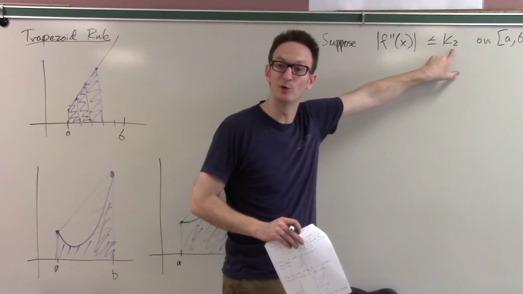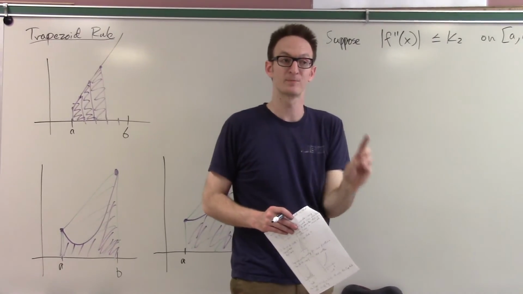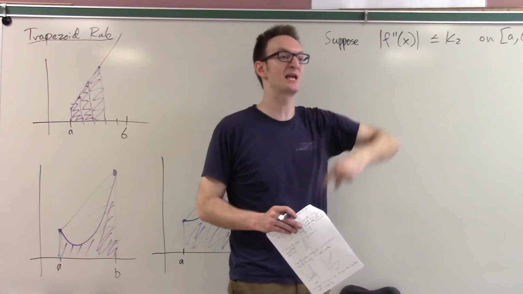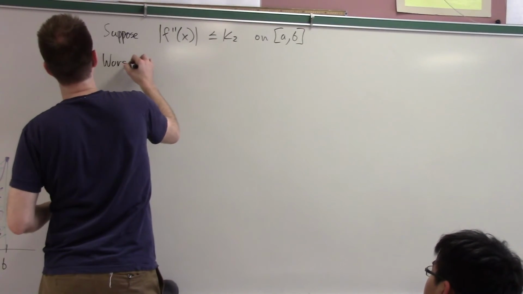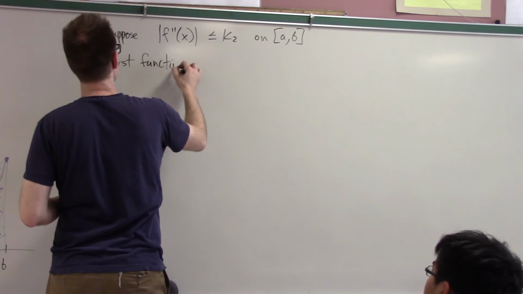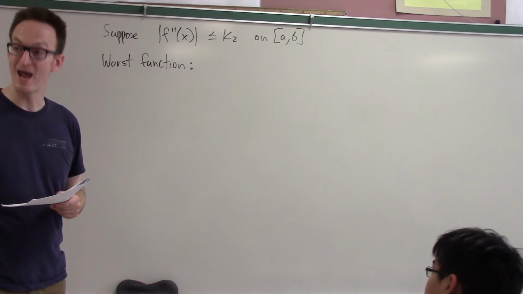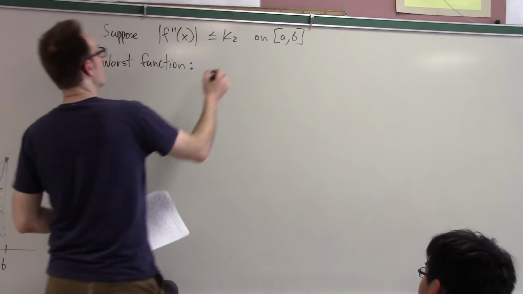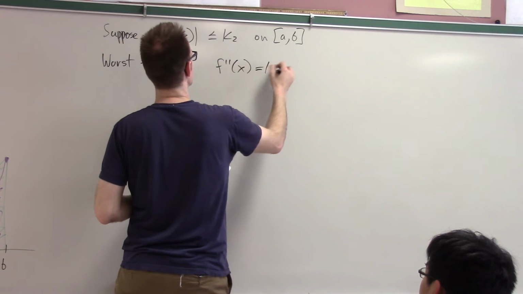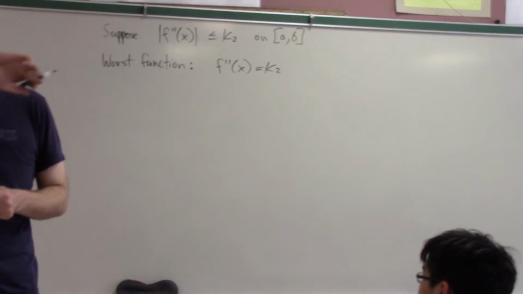Does everyone get that? It's kind of subtle and it's hard to explain. But if big second derivatives are bad, and I'm capping the second derivative at k2, then the worst possible function is the one whose second derivative is k2 the entire time. By worst I mean the function which will produce the most error, is the one in which the second derivative just is k2.